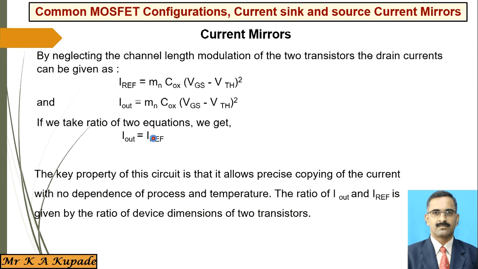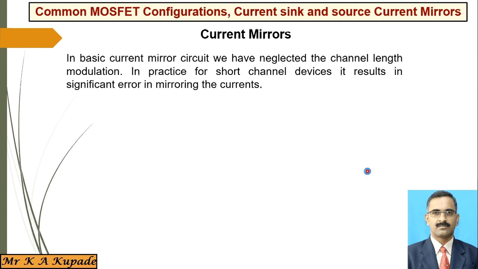Ratio of the two device dimensions of the two transistors. It is nothing other than this particular thing. Whatever ratio we are getting, it is again the ratio of the device dimensions of the two transistors. Two transistors, that means MOSFETs. Remember that.